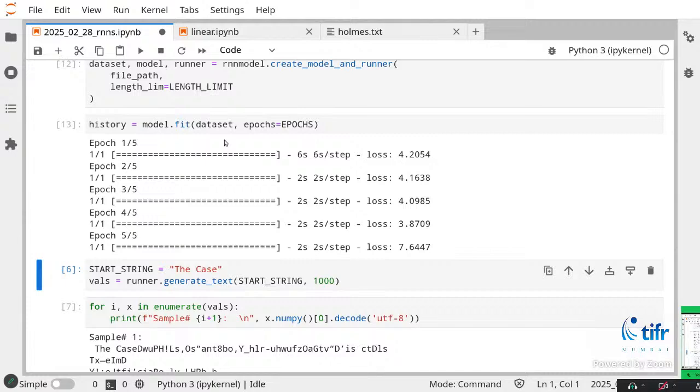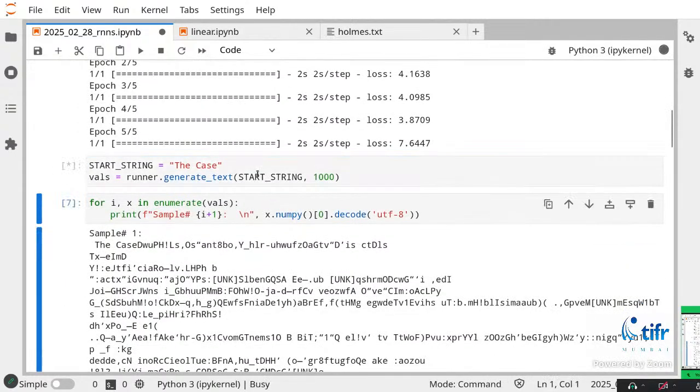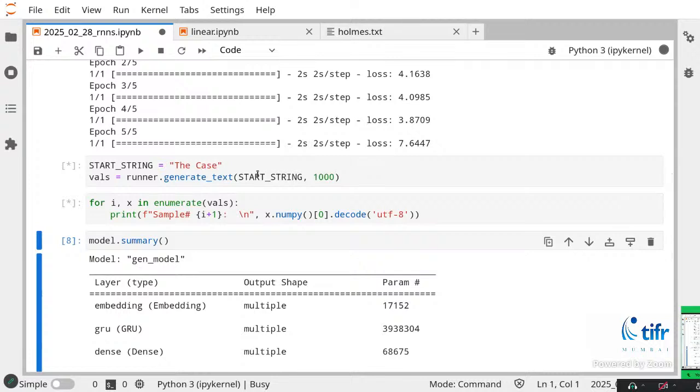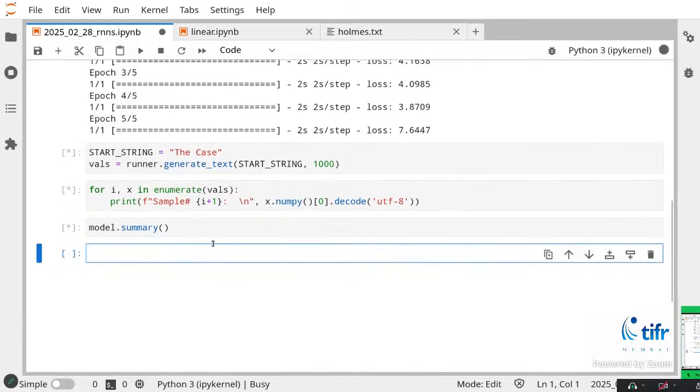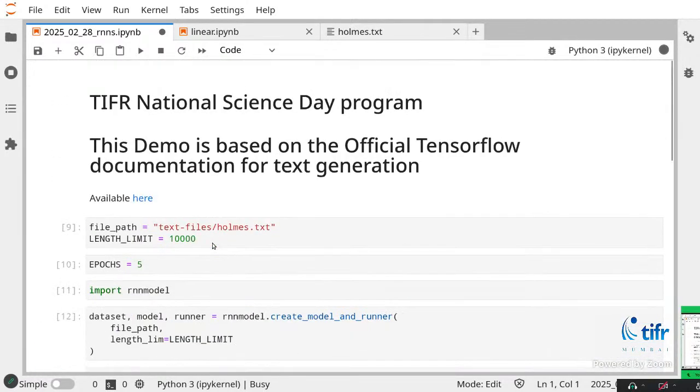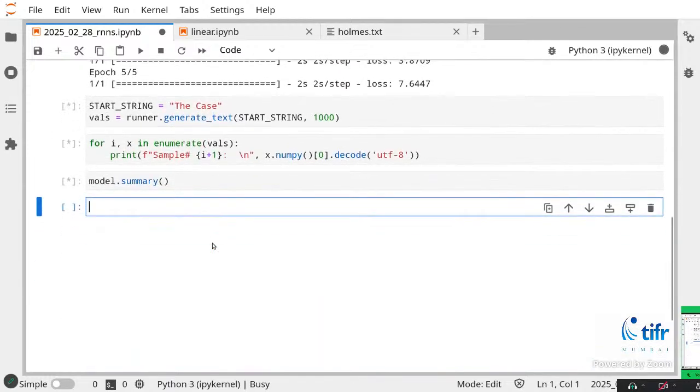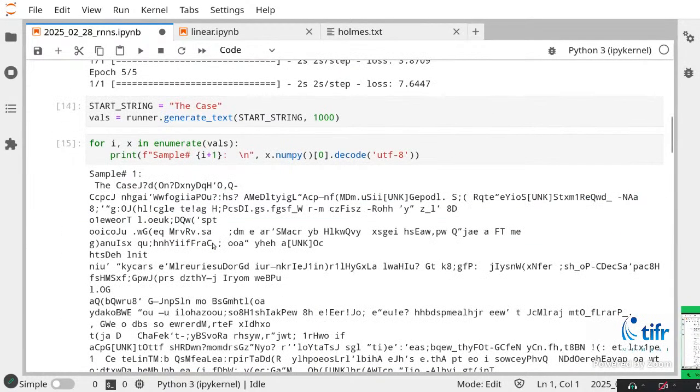Now I try to generate this text. You can probably see what's going to happen. Yeah, it will take some time. Okay, so this is supposed to be its answer. Does this sample number one look like a sentence from a Sherlock Holmes story at all? No, right? It didn't learn at all, learned nothing.